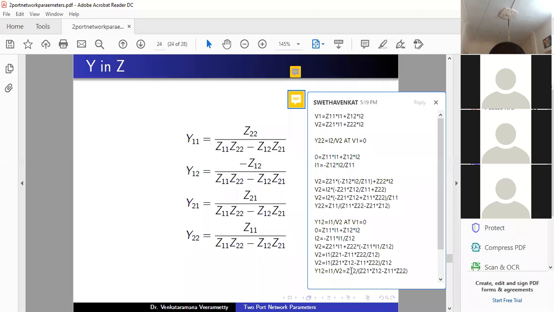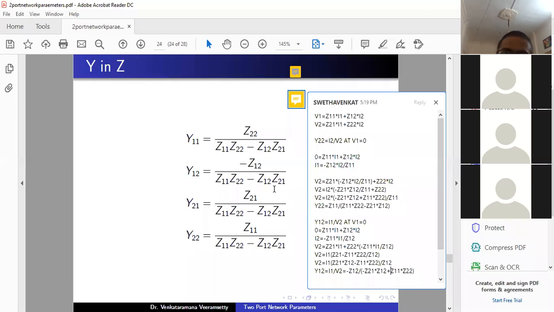Now in the numerator and denominator, multiply with a minus sign. So minus here, and this minus will become plus. So we have Y12 equal to I1 by V2, that's equal to minus Z12 divided by Z11 into Z22 minus Z12 into Z21. Okay. So this is how we can derive the expression for Y parameters in terms of the Z parameters.